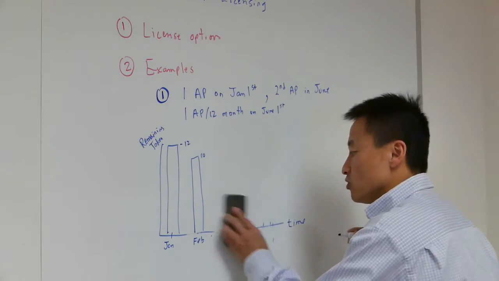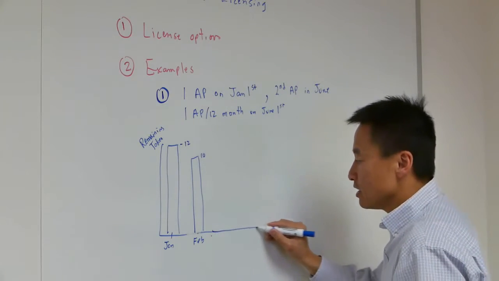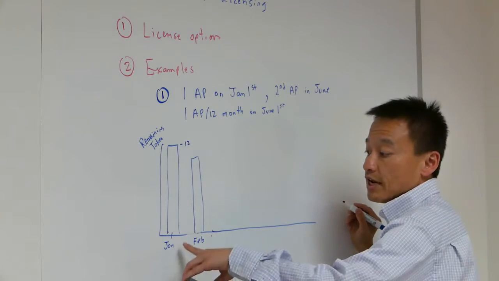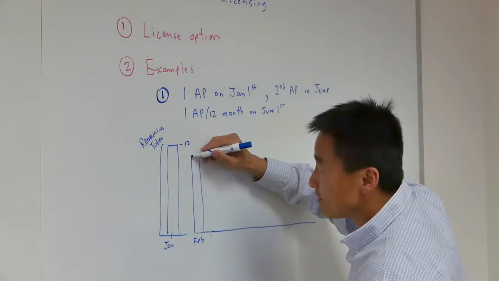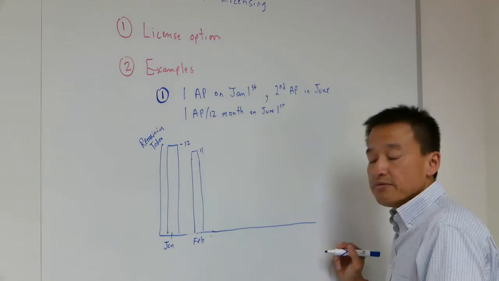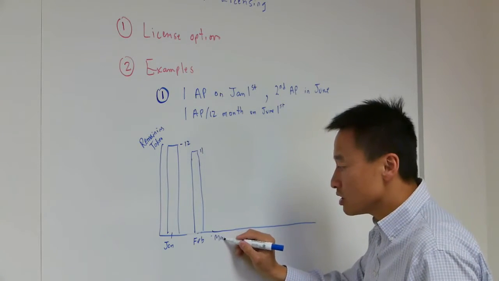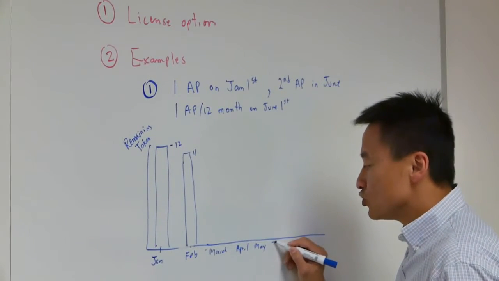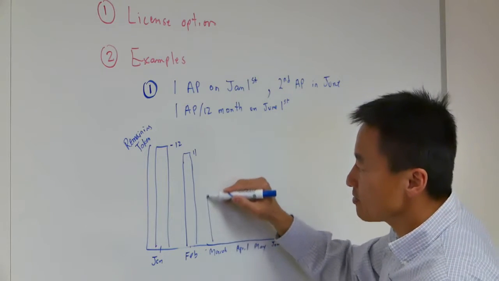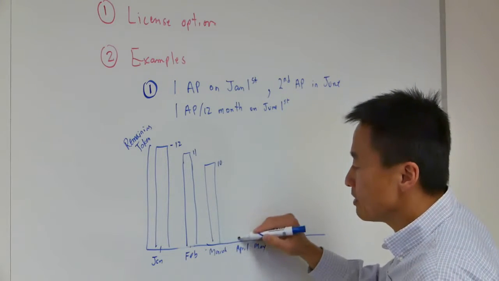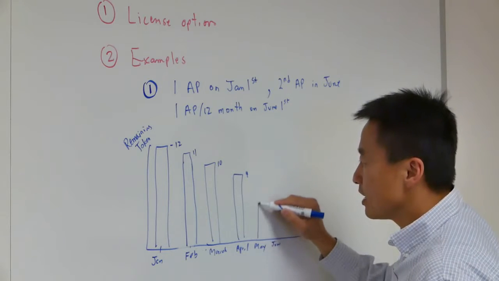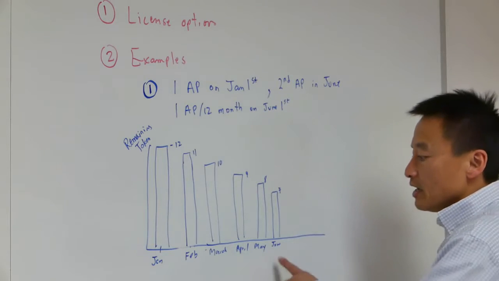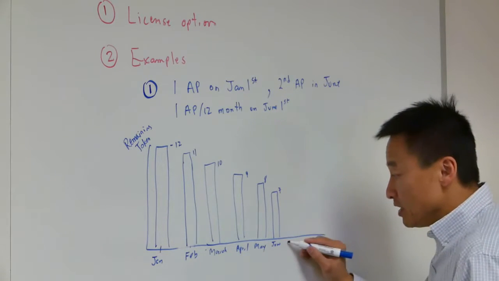This requires a little bit more math, not difficult math. So the idea here is that in January you have 12 licenses. In February, you have 11 because you only have 1 AP at that time. Let's say March, April, May, June. Each one of these months you basically deduct by 1. 10, 9, 8, 7.